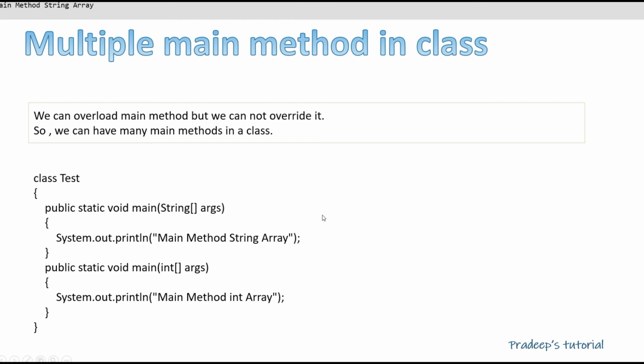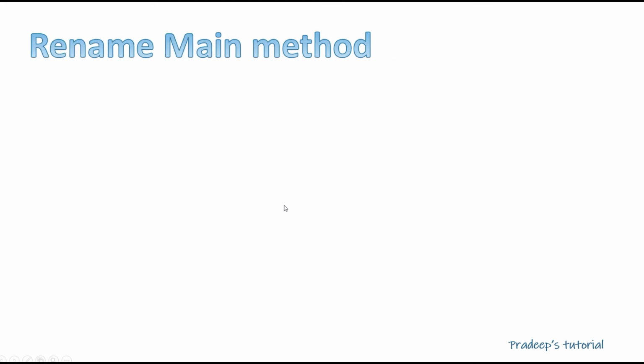What is the output you can think? Will it give you a compilation error or will it simply execute? It will execute and it will ignore the second one. It will print the first main method. Let's see the output. The output will be main method string array, which is written in the first main method. Hope this is clear. So you can write it, but it will ignore the other one.